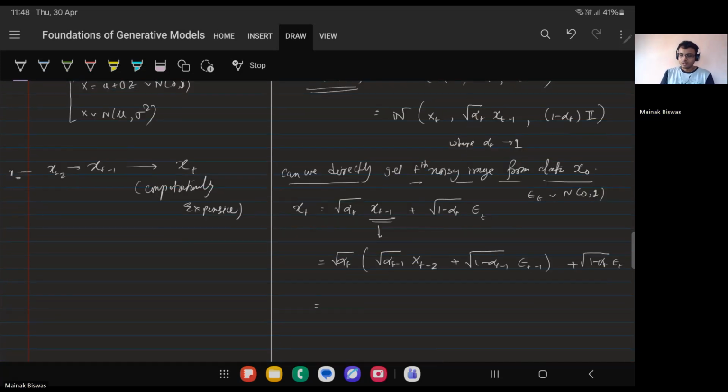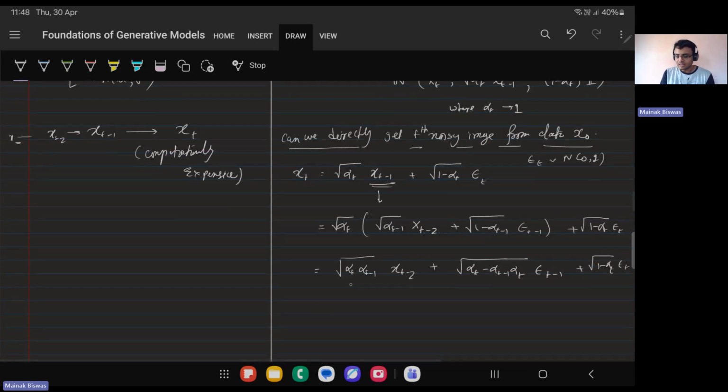And this will become, so you can say this is equal to root alpha_t alpha_{t-1} x_{t-2} plus root alpha_t(1 minus alpha_{t-1}) epsilon_{t-1} plus root 1 minus alpha_t epsilon_t. So now you see clearly you have a mean, and you have a sum of normal 1 and normal 2 distributions, right? So there are two normal distributions and you have a constant. So what is this distribution?